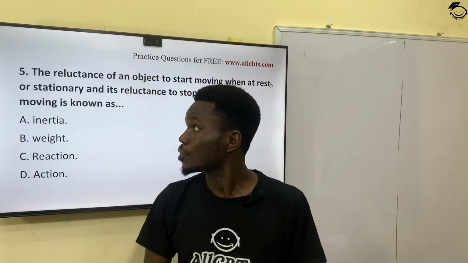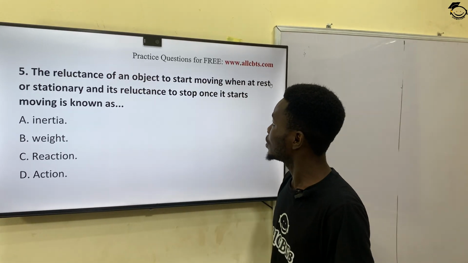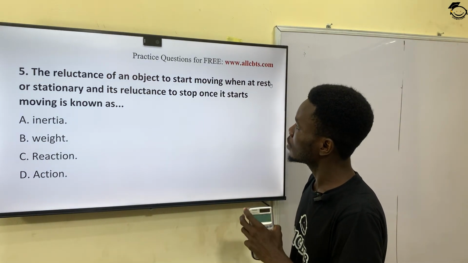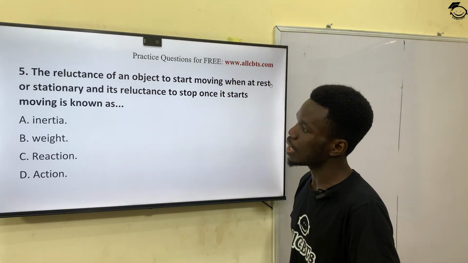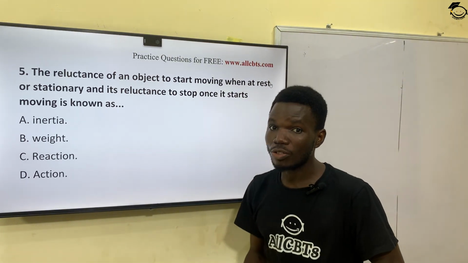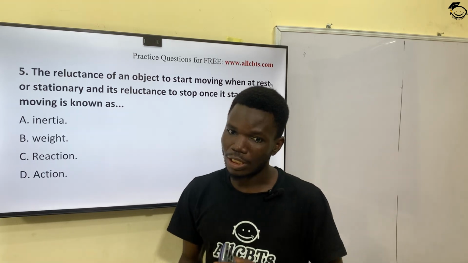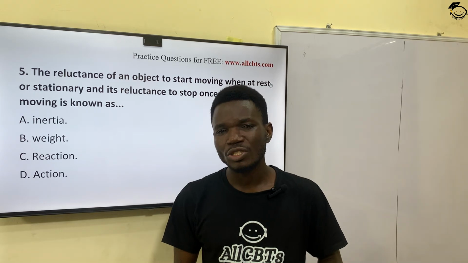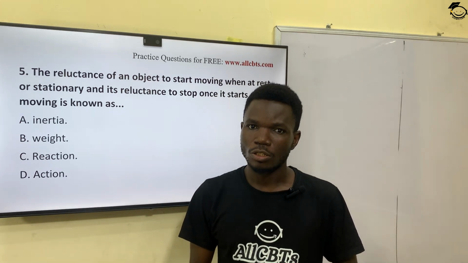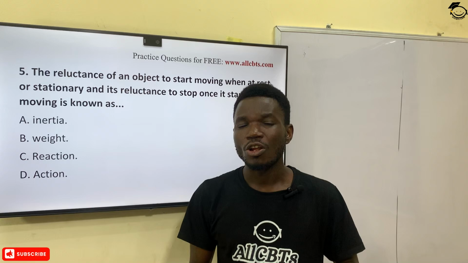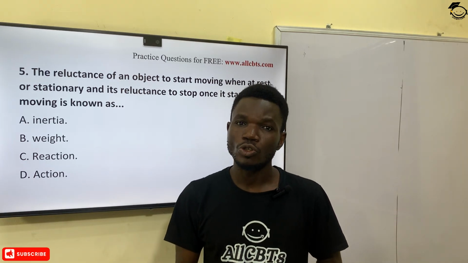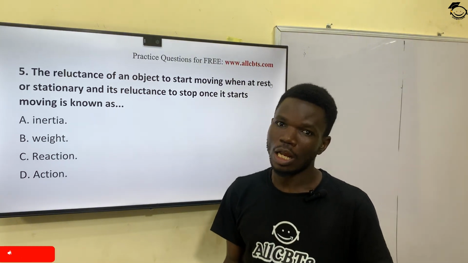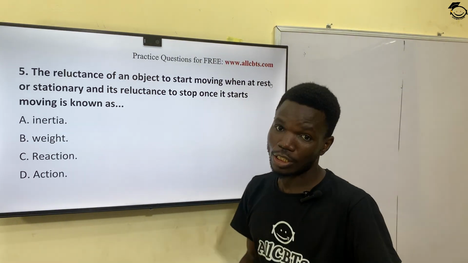This is question number 5, which says the reluctance of an object to start moving when at rest or stationary, and its reluctance to stop once it starts moving is known as dash. Now, the reluctance of an object to start moving when it's at rest or to stop moving when it is in motion is according to Newton's first law of motion, which states that an object will continue in a state of rest or uniform motion unless an external force acts on it. And that law is called the law of inertia. So the correct answer to this question is inertia, which is option A.